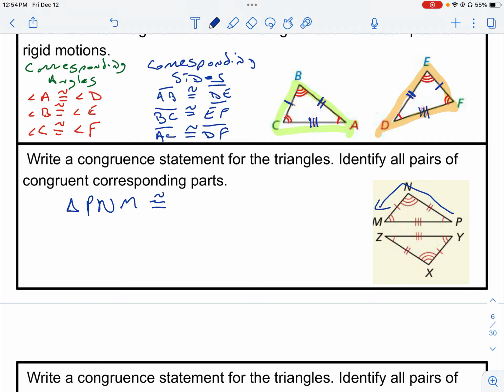But when we're matching up congruent figures, we got to match up like with like. So angle P is our 1. Angle Z is our 1. So the triangle that's congruent to triangle PNM is going to start with Z. Then for P and M, we went upside 2, downside 1. So we're going to go upside 2, downside 1. So it's Z, X, Y.